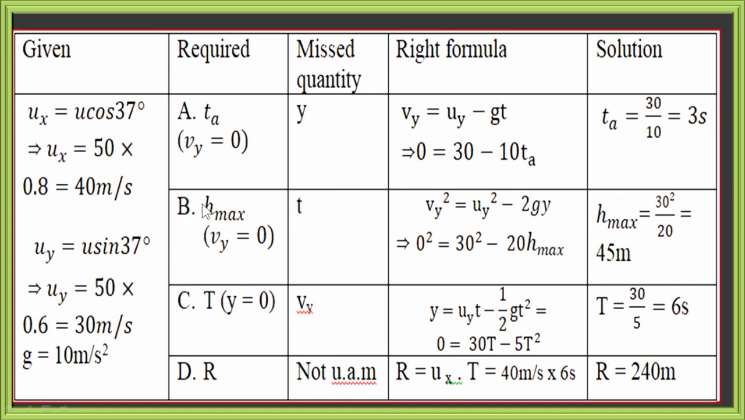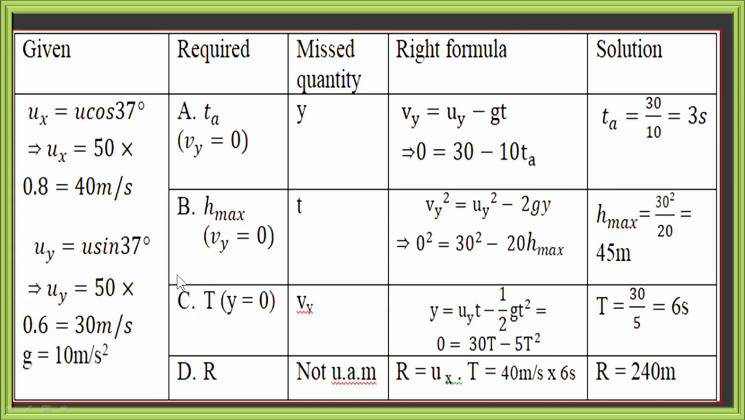Hmax is required. At Hmax, Vy is 0. Uy and g are given. The missing quantity is t. When t is missing, the SUVAT equation that we choose is Vy squared is equal to Uy squared minus 2gy. Vy is 0, Uy squared is 30 squared, minus 20 Hmax. Hmax is 30 squared over 20, which is 45 meters.